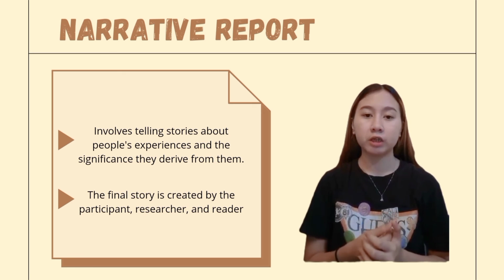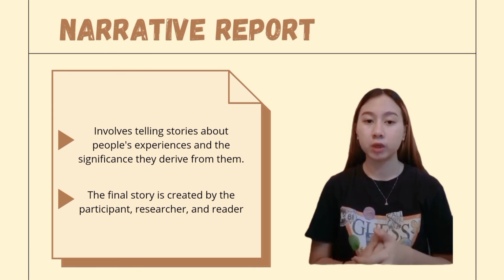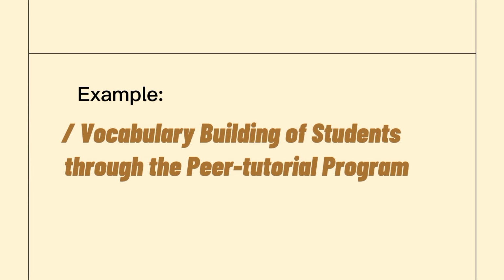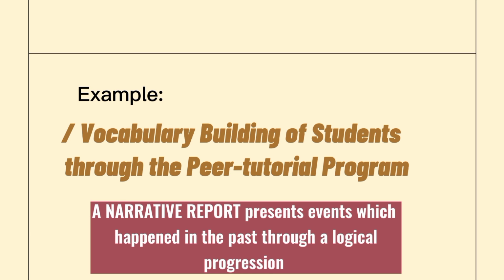When it comes to narrative report, all you have to do is to really describe factually what happened in the past. For our example, vocabulary building of students through the peer tutorial program. Now this is an example of narrative report because in this example, we're just simply explaining what happened in the program, specifically how the peer tutorial program helped improve the vocabulary of struggling students. Again, a narrative report presents events which happened in the past through a logical progression.